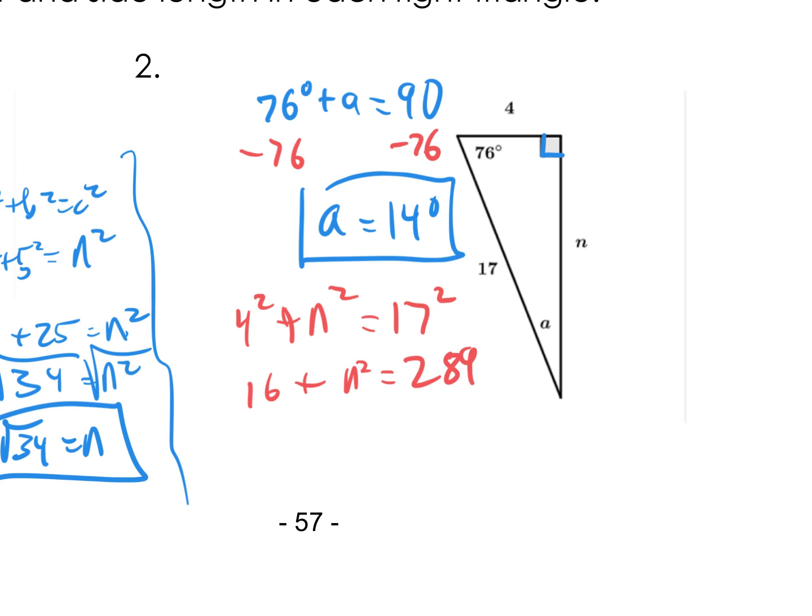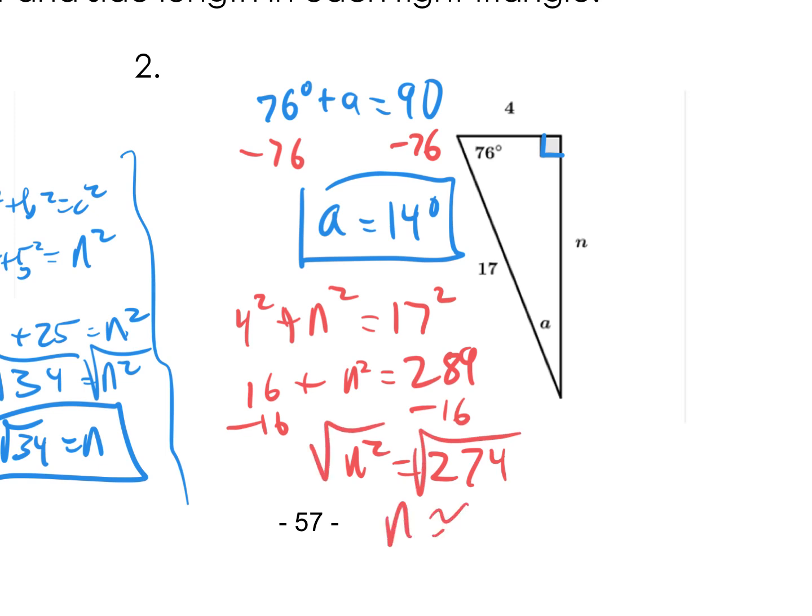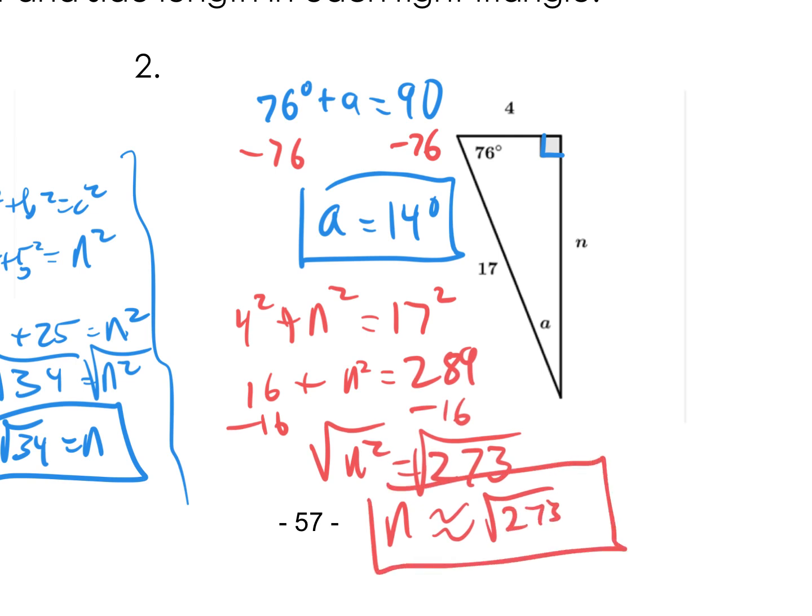All right, let's subtract 16. N squared equals, what do we got? 273, of course. We're going to square root that. Well, that's not an exact number, so we'll just leave it as the square root of 273. It's not a perfect square. If you want a decimal, you can go to your calculator and get that decimal. So there you have it.